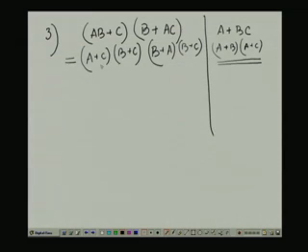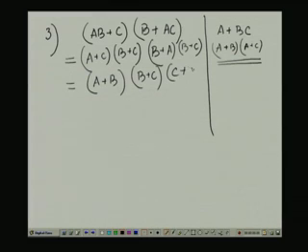Now, B plus C is the same. So, this becomes A plus B, B plus C into C plus A. Now, I have to represent this as a product of max terms. Because it already comes as a product of 3 terms, now we see what will be the first term, say A plus B.